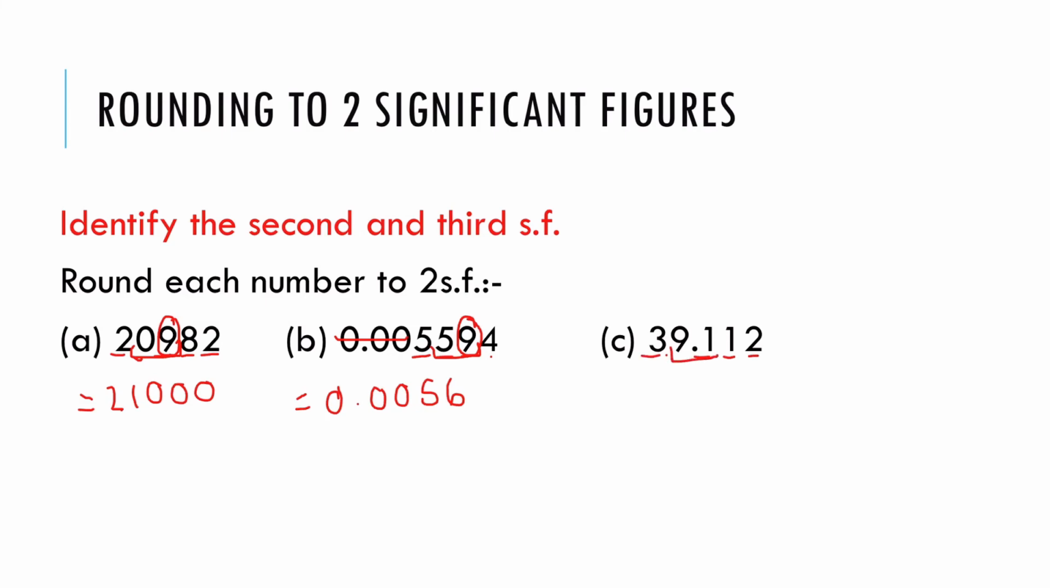And in the last one, we've got 5 significant figures. Our second and third are here. 1 does not round up, it keeps the number in front the same, so it's just 39, and we do not replace the decimal numbers with zeros.